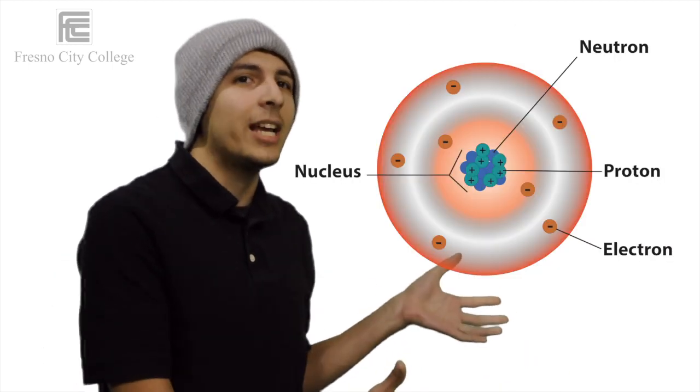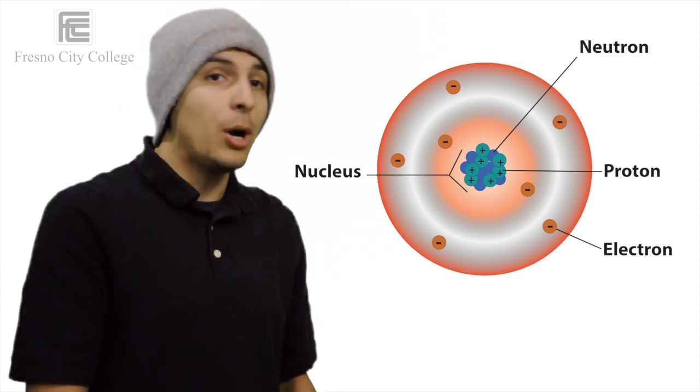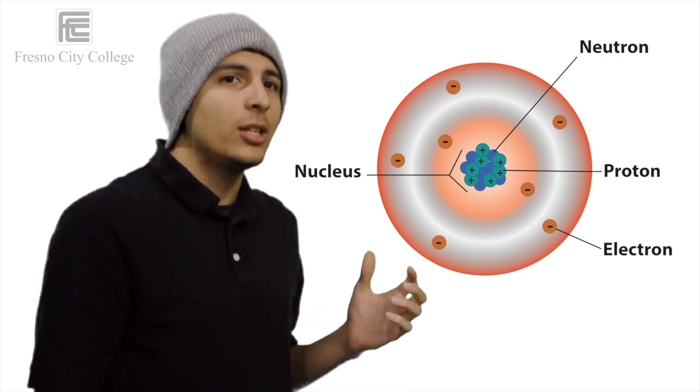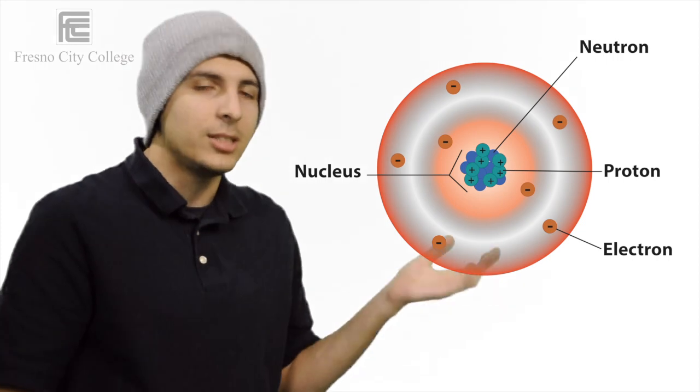Protons and electrons are like a magnet in that they attract one another because of opposing charges. Protons have a positive charge while electrons have a negative charge. Neutrons have no charge, however they are important in spacing in the nucleus, the center of the atom.